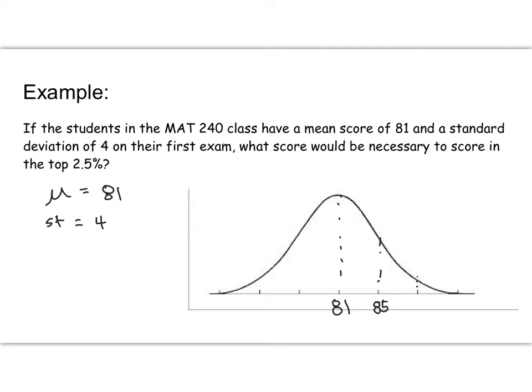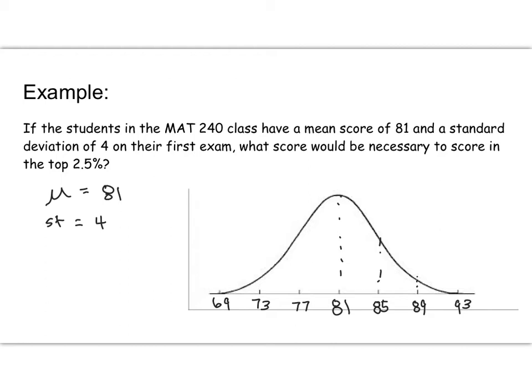2 standard deviations above is 4 additional points. So that's going to be 89, a score of 89. And then 3 would be 4 more, and that would be a score of 93. And then 1 standard deviation below would be 81 minus 4, because I'm 4 points below 81. That's a score of 77. 2 standard deviations would be 77 minus another 4, which would be a score of 73. And then finally, 3 standard deviations below would be a score of 69. So that would be 3 standard deviations below.